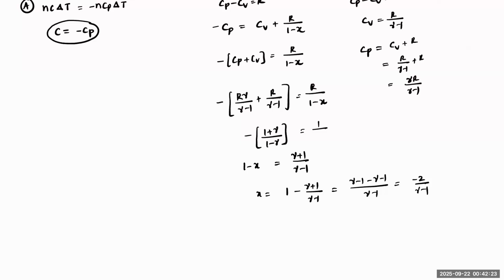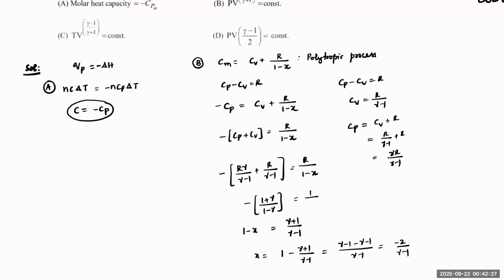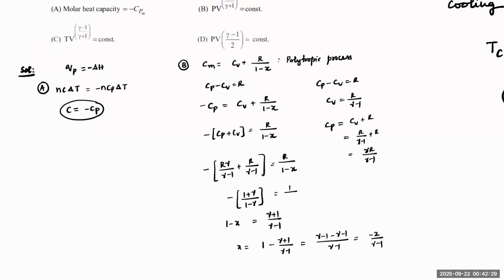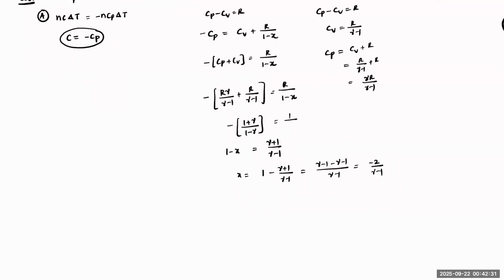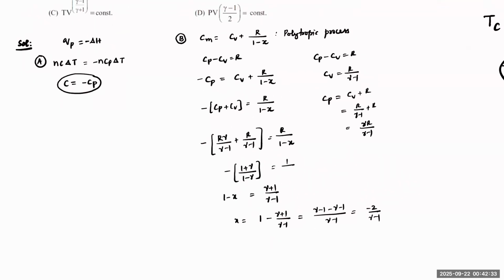So gamma minus 1. We're not getting exactly the same value. 2 gamma, I have to get 2 gamma also. Hmm. Let me see if at all I made any mistake there.